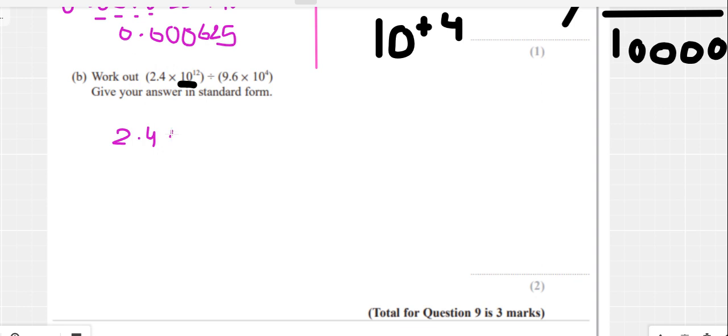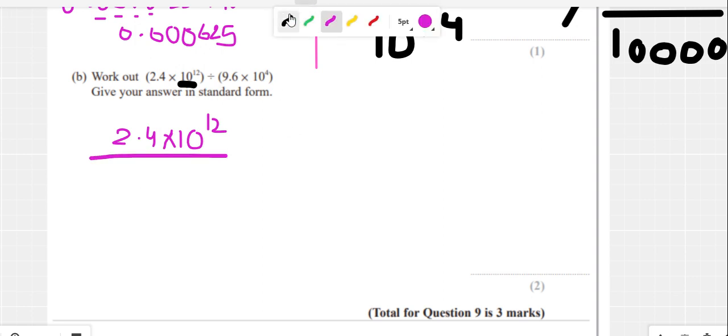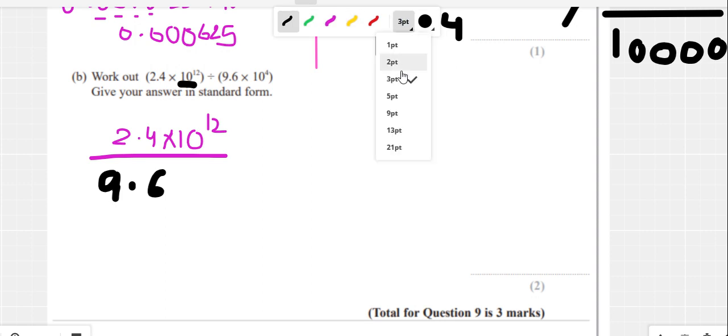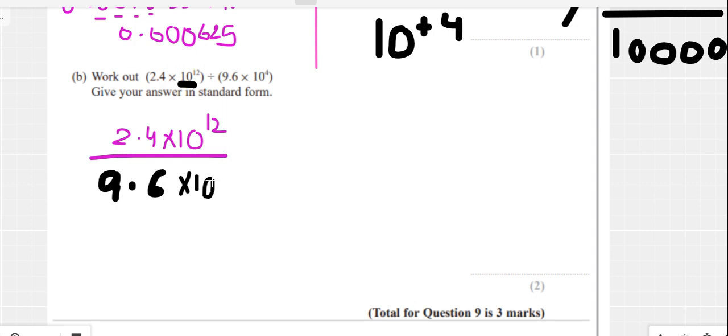So we can write here 2.4 times 10 to the power of 12, divided by, because there's a divide sign, and then I will write here 9.6 times 10 to the power of 4.